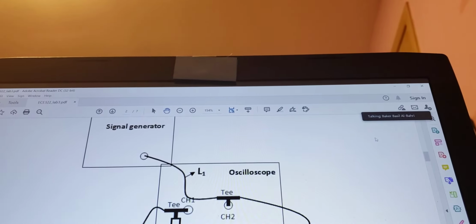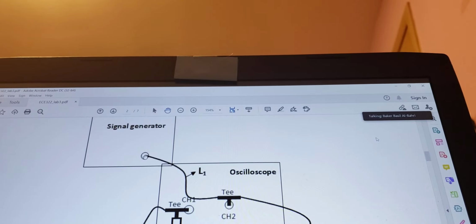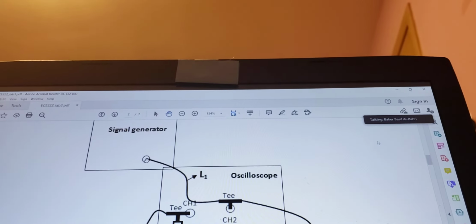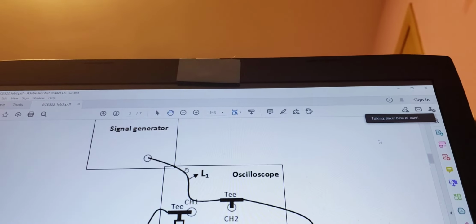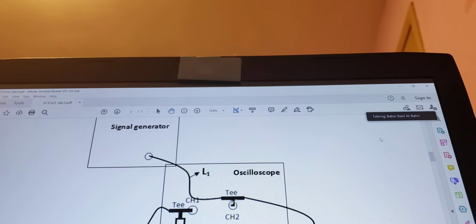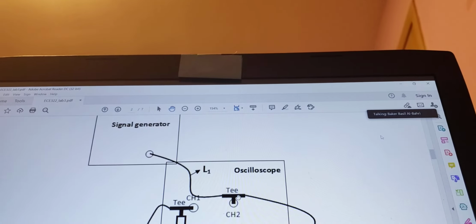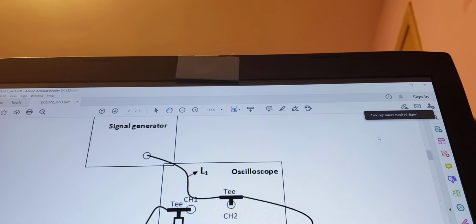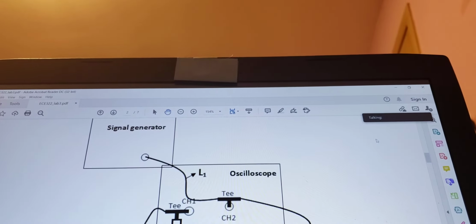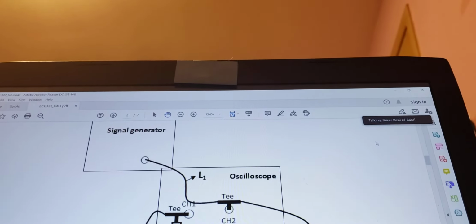So now we have the signal generated, sent to channel 1, channel 2, and we have two signals on the scope, and there is a delay. Now what we are going to do is estimate the cable length L2 based on this delay, based on the delay between the two signals, which is very simple.